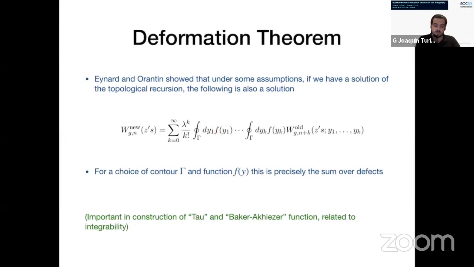So if you give me a function f, a contour gamma, and a parameter lambda, then this W new will still solve the topological recursion. So we will still be describing a matrix integral. And in the paper with Henry Maxfield, we show that there is a choice of gamma and f that makes this sum be exactly the sum over defects. So JT gravity with defects is an example of this deformation theorem of Eynard and Orantin.